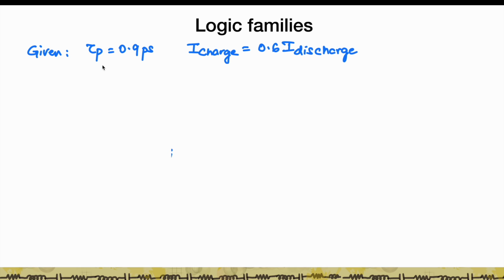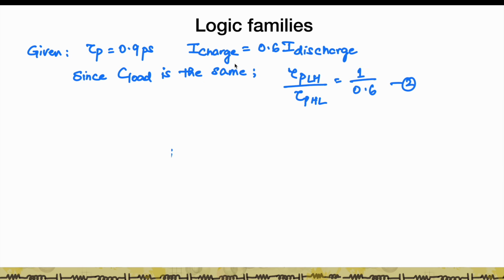So you're given that the propagation delay of the inverter is 0.9, and that the charging current is only 60% of the discharging current. If you think about it, the load capacitance is the same. So if the charging current is only 60% of the discharging current, it's going to take longer to charge the capacitor than to discharge it.